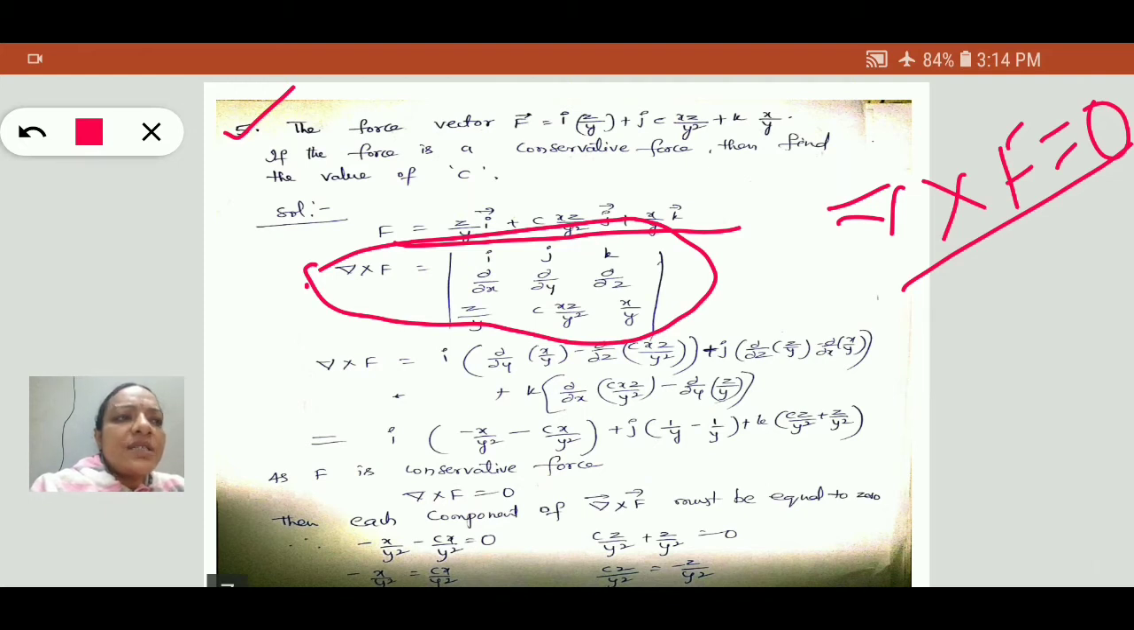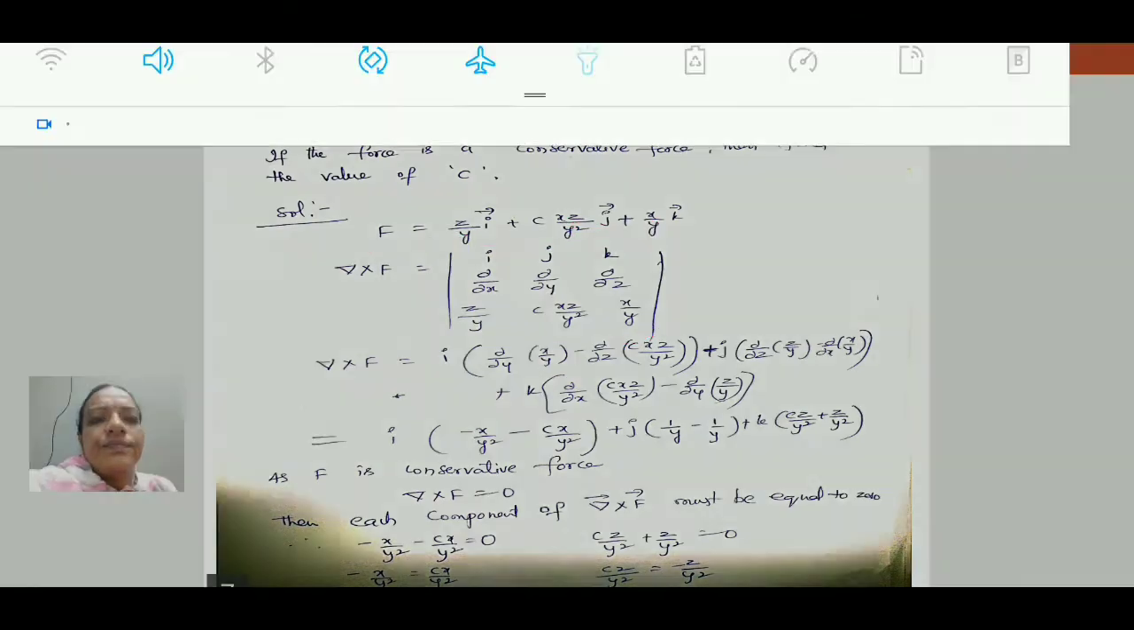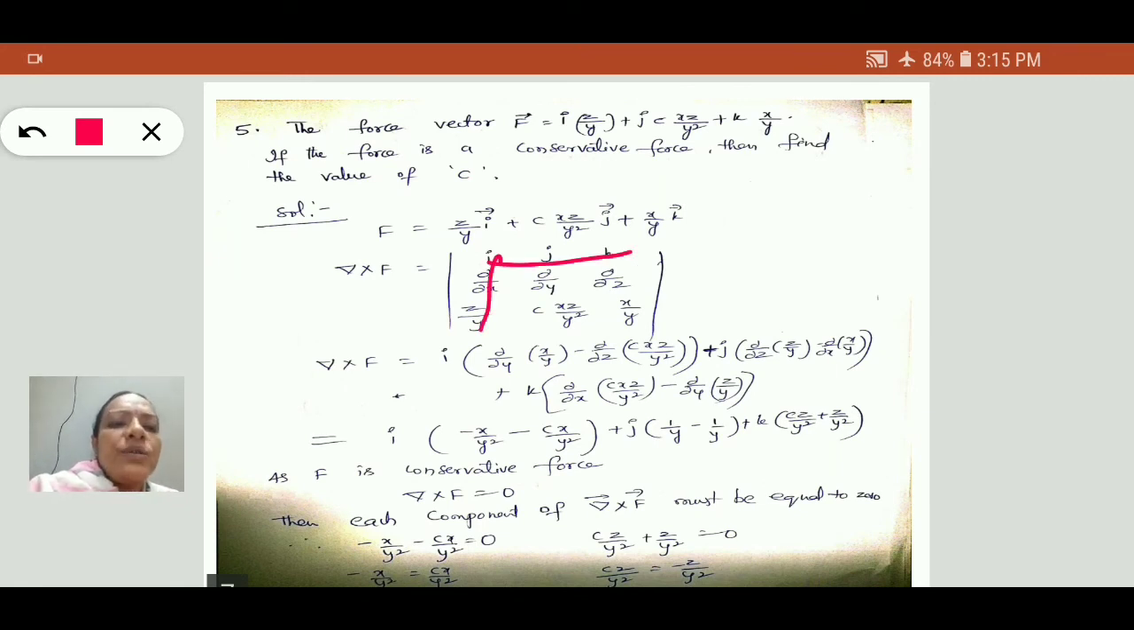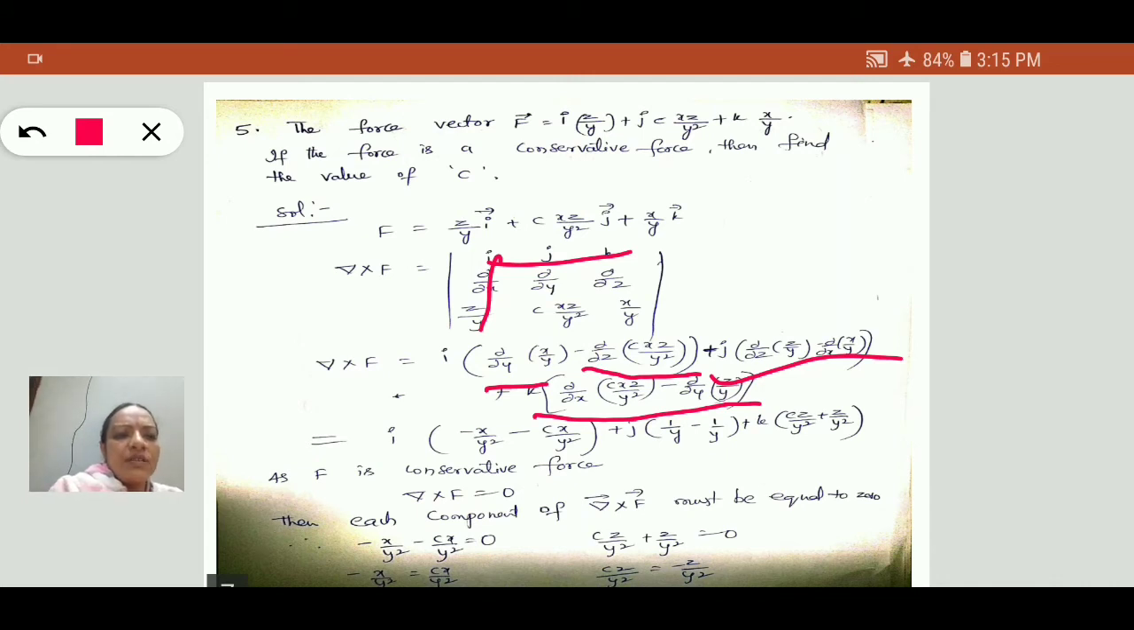The determinant has i, j, k in the first row, then dou by dou x, dou by dou y, dou by dou z, then the coefficients: xz by y, c xz by y square, x by y. Applying the determinant rules, we write i times dou by dou y of x by y minus dou by dou z of c xz by y square, plus j times dou by dou z of xz by y minus dou by dou x of x by y, plus k times dou by dou x of c xz by y square minus dou by dou y of xz by y.